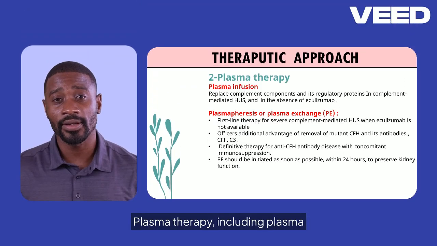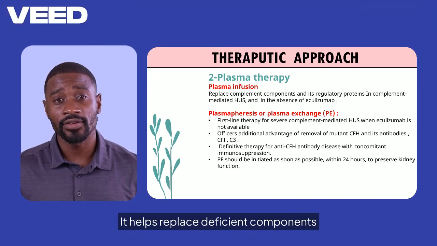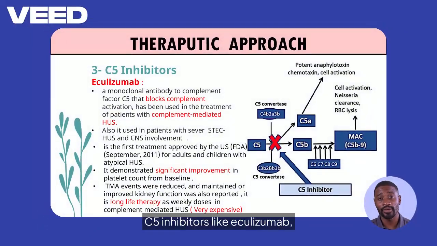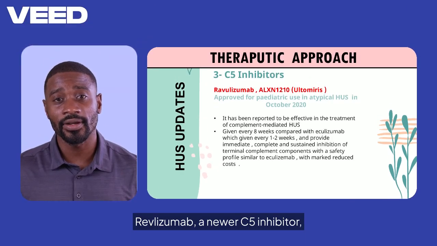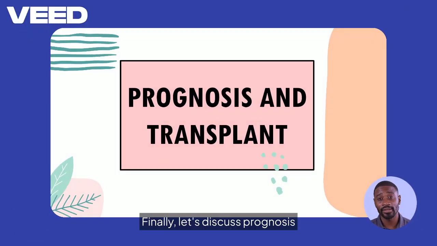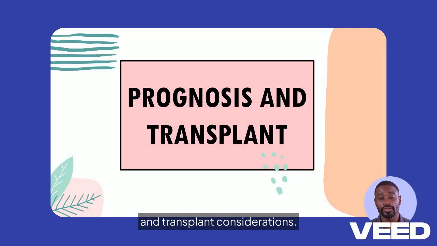Plasma therapy, including plasma infusion and exchange, is crucial for complement-mediated HUS. It helps replace deficient components and remove harmful antibodies. C5 inhibitors like eculizumab block complement activation and are effective in treating complement-mediated HUS. They significantly improve platelet counts and kidney function. Ravulizumab, a newer C5 inhibitor, offers sustained inhibition with less frequent dosing. It is approved for pediatric use in atypical HUS, providing a cost-effective alternative.